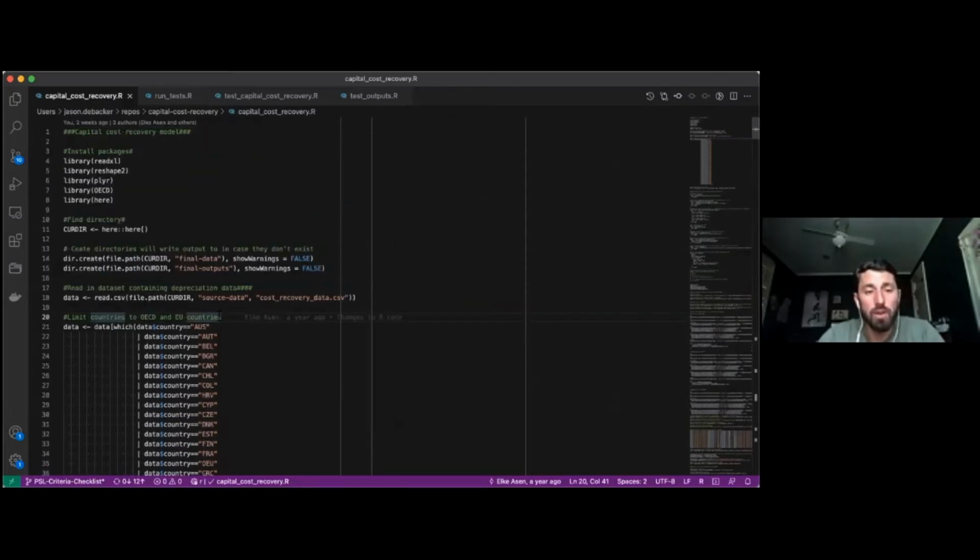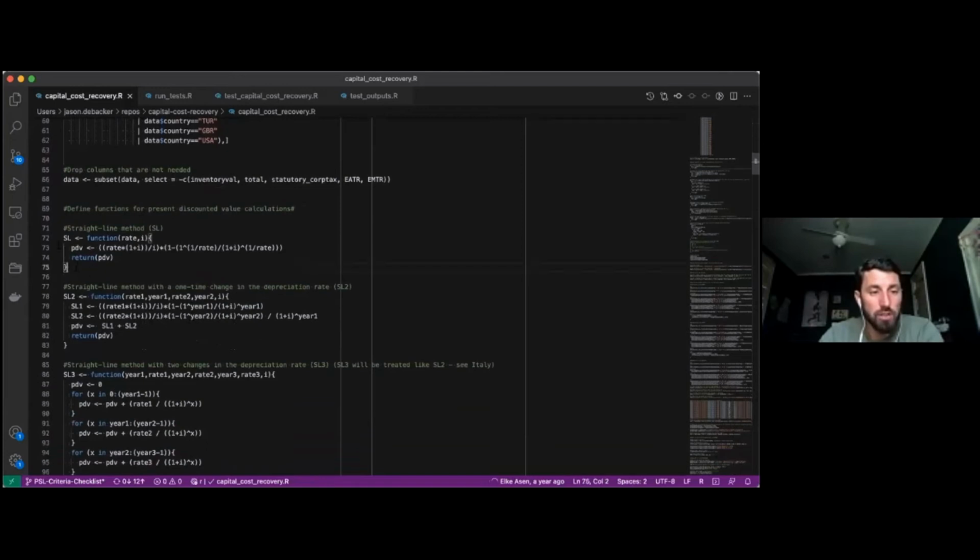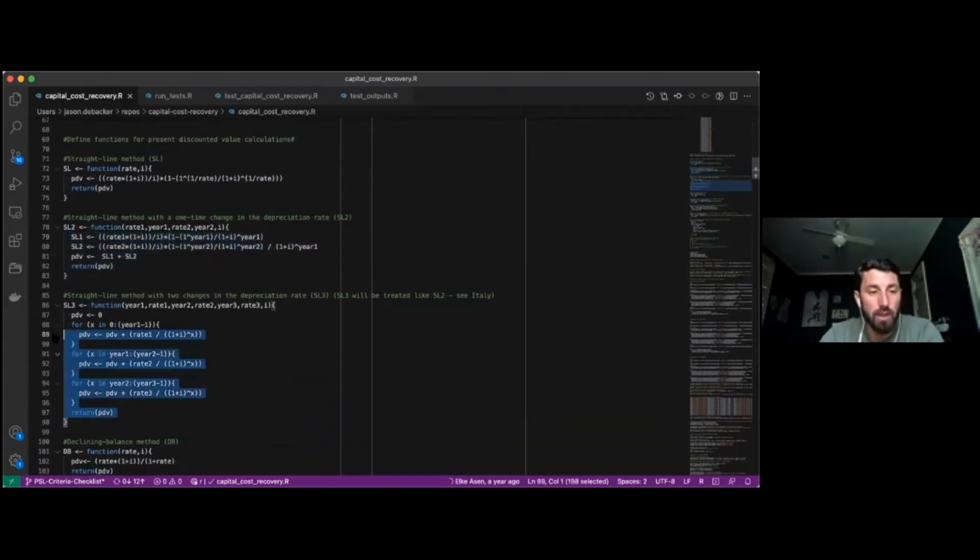Okay, so everything is in this one script, and essentially what this project is doing, it's reading in some data for different countries on their capital cost recovery methods, and then it's computing for various types of assets what the cost of capital and effective tax rates look like across countries. All right, so it's reading in some data, it's applying some functions to that data to compute some outputs that are important to this model. So we've got some reading in of data, and then there are several functions defined here. These functions happen to represent different capital cost recovery methods.